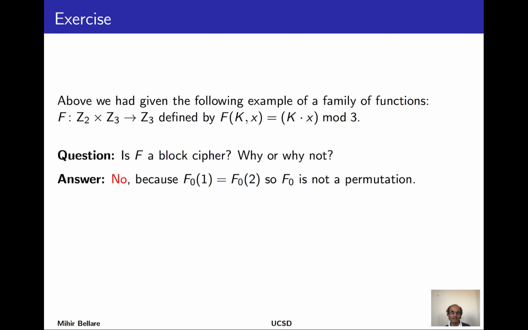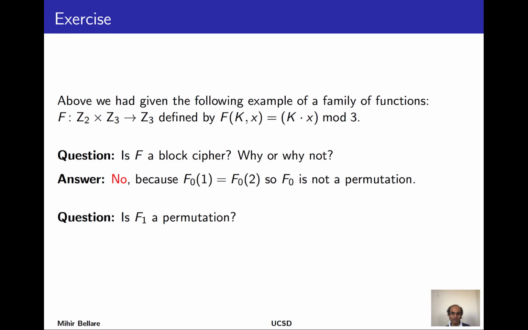Why is that? Suppose the key is 0, then we have, what is f0 of 1? It's 0 times 1, which is 0. What is f0 of 2? 0 times 2, which is 0. Both mod 3, but the mod 3 wouldn't make any difference here. These being the same means f0 isn't a permutation. A permutation is not allowed to have collisions.